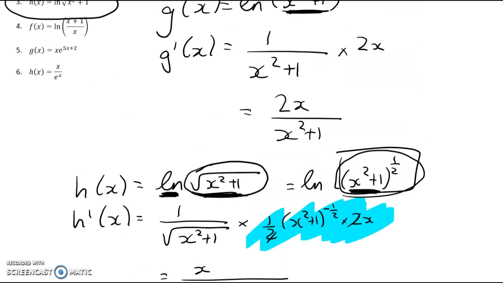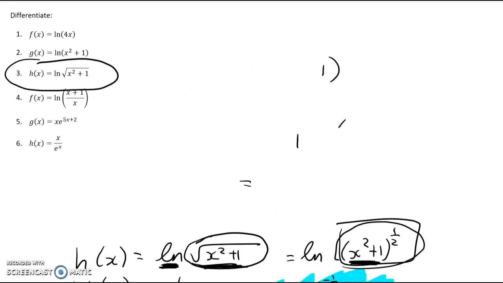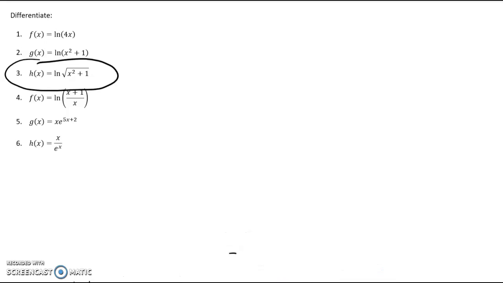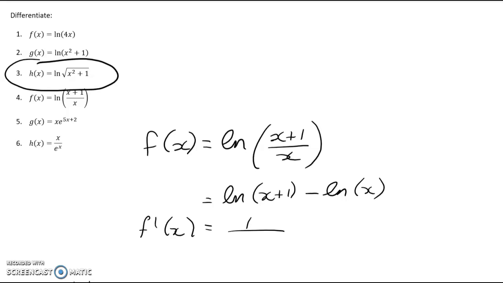Okay. All right, 3 questions to go. The next one is one where we really should simplify. We don't want to be working with a quotient rule inside a log unless we really have to. So f of x is equal to the natural log of x plus 1 over x, which is the natural log of x plus 1 minus the natural log of x. That means that f dash of x is equal to 1 over x plus 1, and the derivative of this is just 1, minus 1 over x. So there you go, that's that one done.